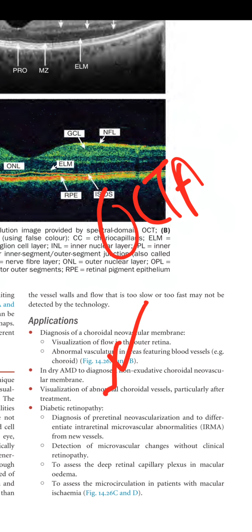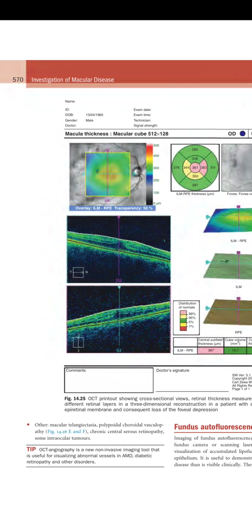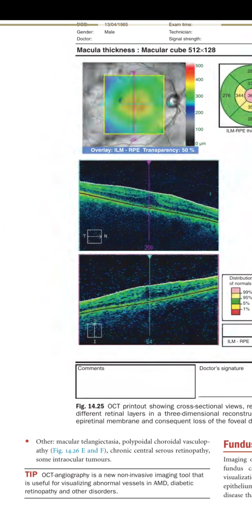In a case of diabetic retinopathy, to diagnose pre-retinal neovascularization and to differentiate intraretinal microvascular abnormality from new vessel. Detection of the microvascular changes without clinical retinopathy. To assess the deep retinal capillary plexus in macular edema. To assess the microcirculation in patients with macular ischemia. Other macular telangiectasia, polypoidal choroidal vasculopathy, chronic central serous retinopathy, and some intraocular tumors, OCT angiography can be done.